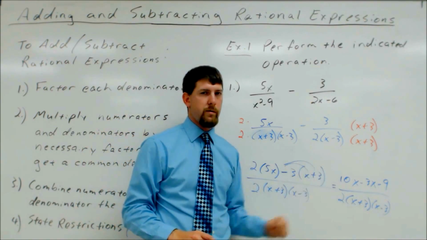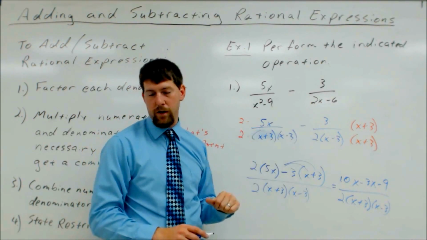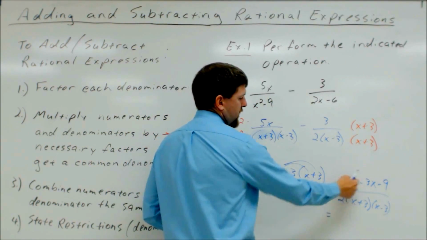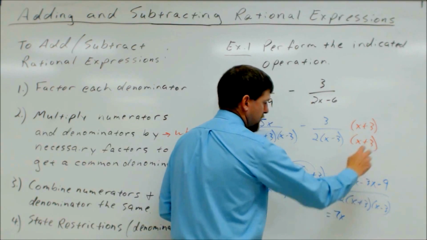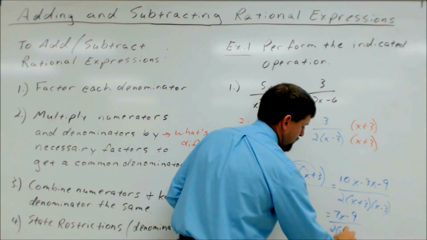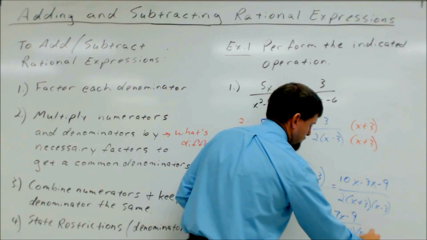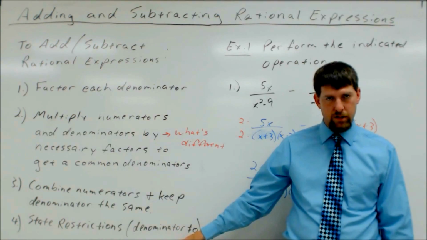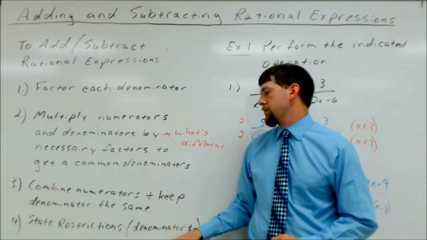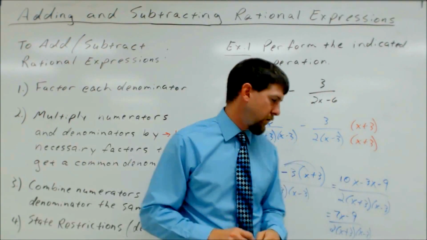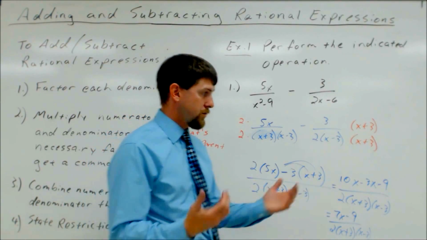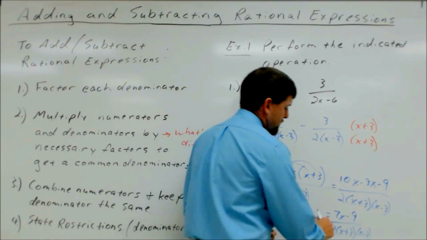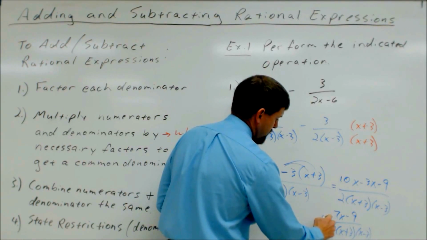The only reason we're distributing in the numerator is because we don't have a single expression yet, and we have two terms over there that need to be combined. So 10x minus 3x gives us 7x minus 9 over 2 times x plus 3 times x minus 3. And we remember our last step is to state restrictions. Anytime we're working with rational expressions, we have to state restrictions because we know the denominator cannot equal 0. We don't want any black holes opening up because we've created this singularity here in the middle of the classroom. So we state what x cannot equal.